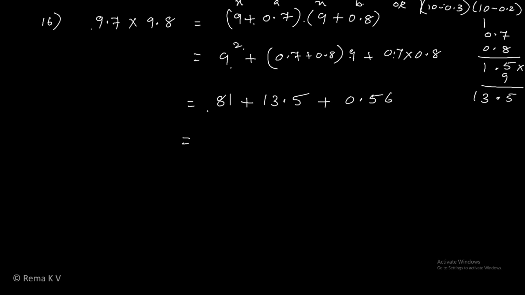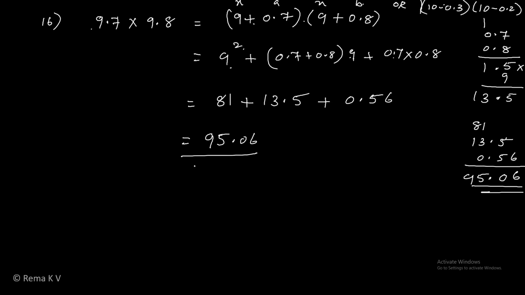So we can add the whole number part here. For that, let us write 81, 13.5, then 0.56. Adding, this becomes 6. So it is 95.06.